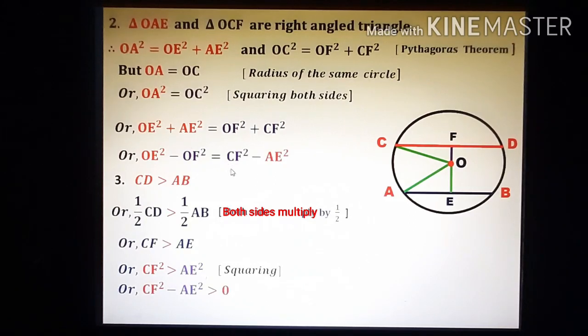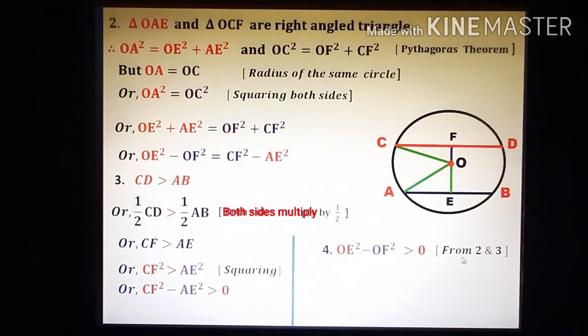We have written that CF square minus AE square is equal to OE square minus OF square. So here, in number 4, what I have written is OE square minus OF square is greater than 0. Why do you think that OE square minus OF square is greater than 0?